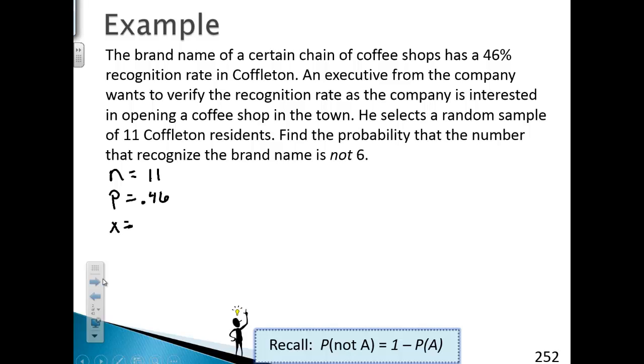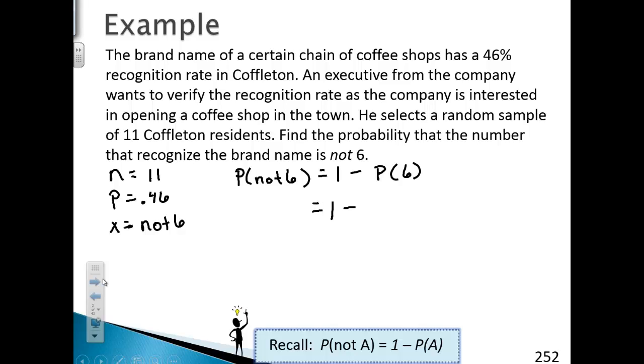What x are we looking for? We're looking for, well, not 6. Okay? So the probability of not 6 is equal to 1 minus the probability of 6. Remember back in the last chapter where I said you do need to know that not probability formula because we'll be using it in more complicated questions later? Well, this is one of those more complicated questions. Now, all we have to do is use our calculator to figure out what is the probability of 6 and then subtract that from 1.